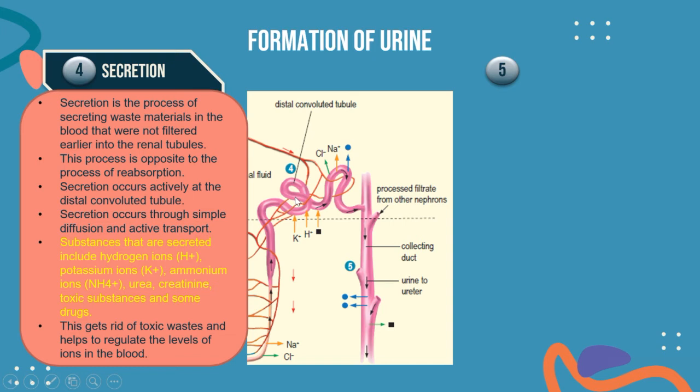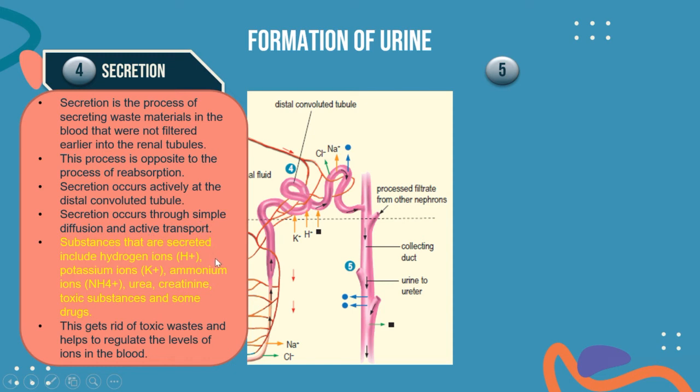Please do not confuse reabsorption and secretion. Okay, I repeat. In secretion, the movement of substances, toxic waste or waste material, is from the blood capillary to the renal tubule. Secretion occurs through simple diffusion and active transport.